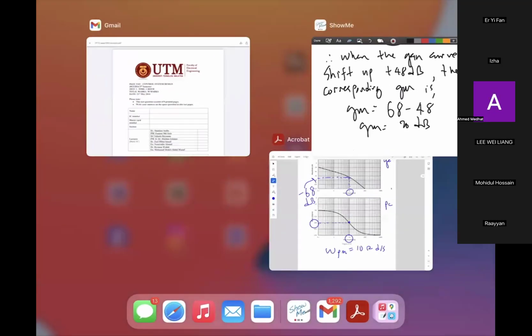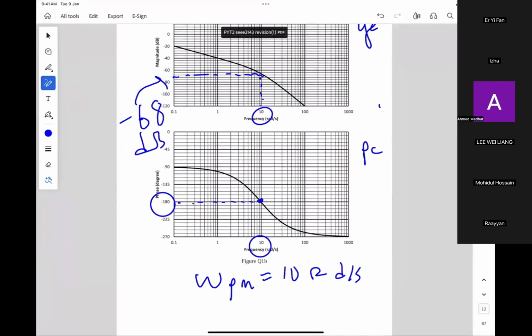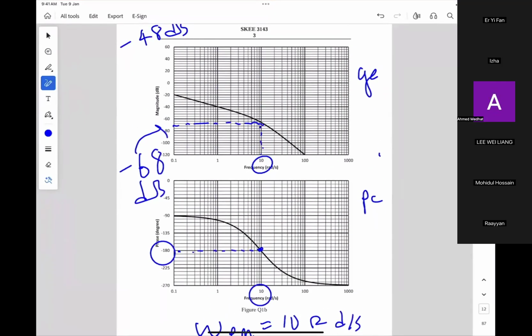So you must understand the concept, because this graph is already shifted up 48 decibel. If you see here, it looks like it has been shifted up a little bit. This one is K equal to 266.